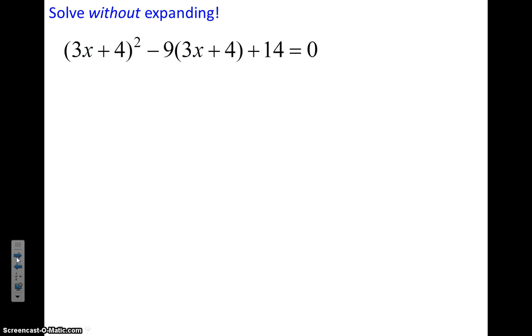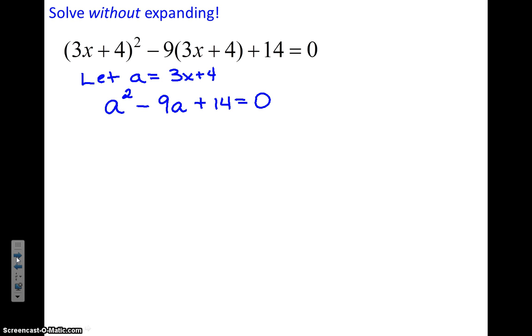If I think about trying to do somewhat of a substitution here, I'm going to say let A equal 3x plus 4. So I've got these quantities of 3x plus 4 that occur in my problem, but I'm going to try and not think about 3x plus 4 and instead replace it with an A. Well, if this is 3x plus 4 quantity squared, then if I'm replacing that with A, I really have A squared, minus 9 times this 3x plus 4, but I'm letting A equal that, so what I have here is minus 9A plus 14 equals 0.